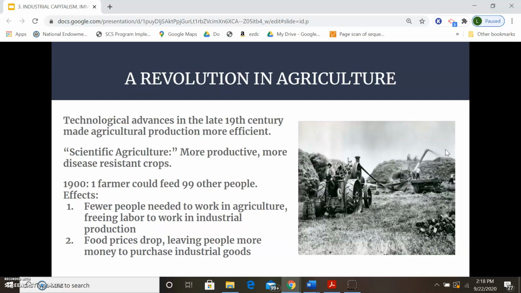And all of this is really made possible by a revolution in agriculture that's happening during the first half of the 19th century. We start to see technological advances like the steam-powered plow that makes agricultural production more efficient. But also farmers themselves are starting to take a more scientific approach to growing crops. They're experimenting with more productive, more disease-resistant strains of those crops. And as a result, by 1900, we see that one farmer can feed 99 other people. This was not the case before.